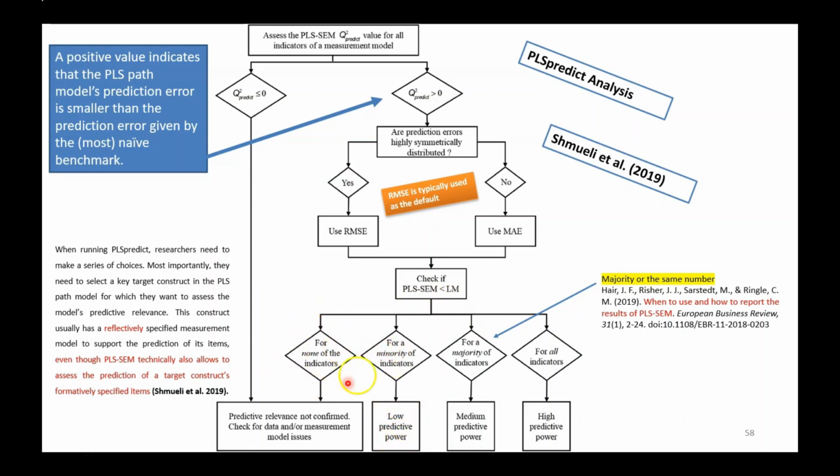And in case that for none of the indicators of the target construct in your PLS model, the PLS prediction errors are smaller than the prediction errors based on LM, it means that basically predictive relevance is not confirmed in your model. So this is the entire procedure, and it's quite straightforward to run PLSpredict analysis in SmartPLS. So let's just go to the software and run this analysis.